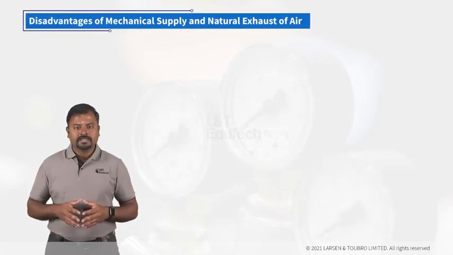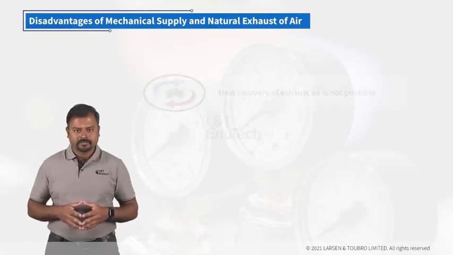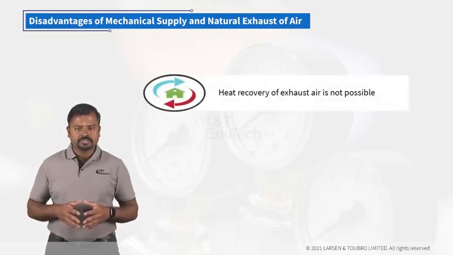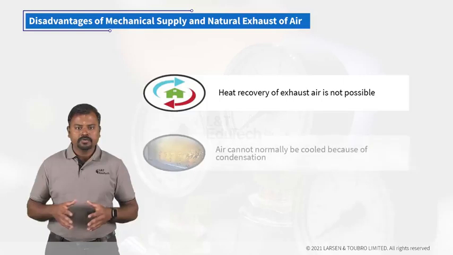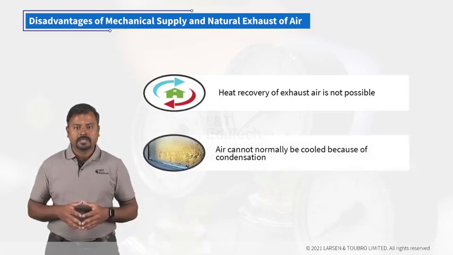Disadvantages of mechanical supply and natural exhaust of air. Heat recovery of exhaust air is not possible, and it cannot be used in highly hazardous applications where exhaust air needs to be treated or filtered before discharging into the atmosphere.